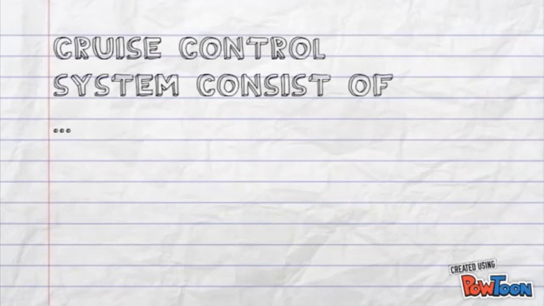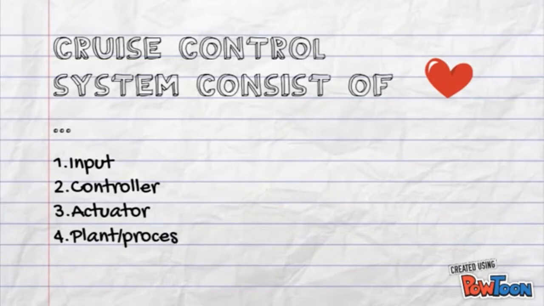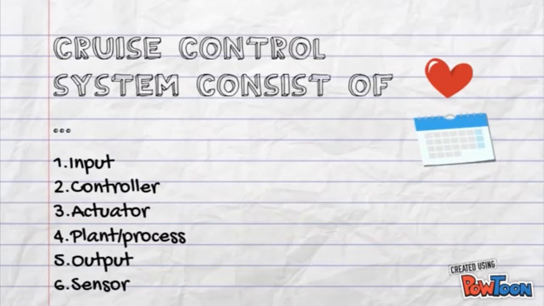Cruise control system consists of input. Input is a set point, desired speed. For controller, it is the cruise controller. For actuator, gas pedal control element. Plant processor, car speed process. For output, the speed of the car. Sensor is a magnet and coil sensor.